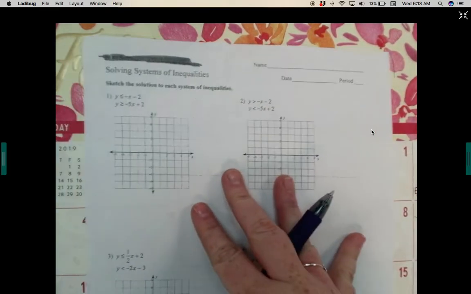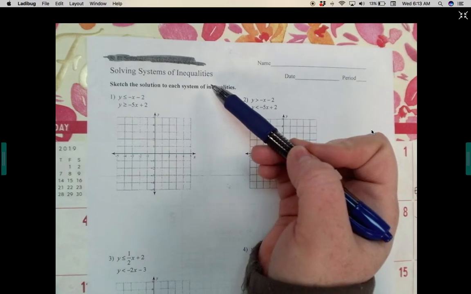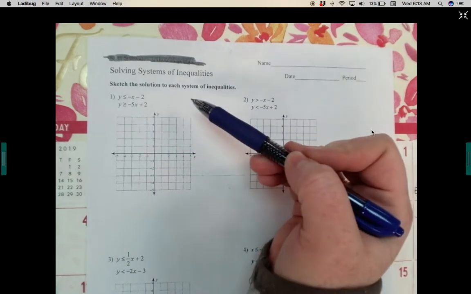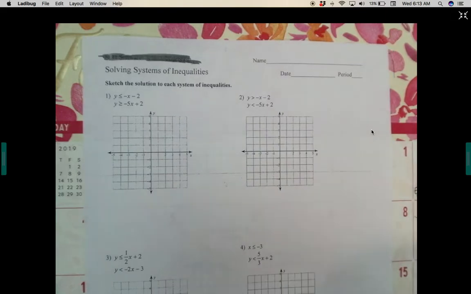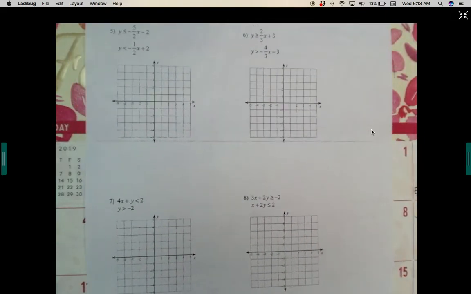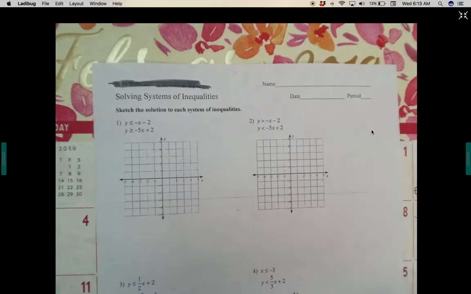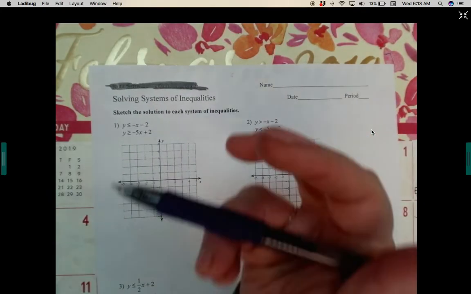So you should have this paper in front of you. It says solving systems of inequalities at the top. The directions are to sketch the solution of each system of inequalities. There's a front and there's a back. So I'm going to do a couple with you. I'll do number one with you, and then I'll do one on the back with you.